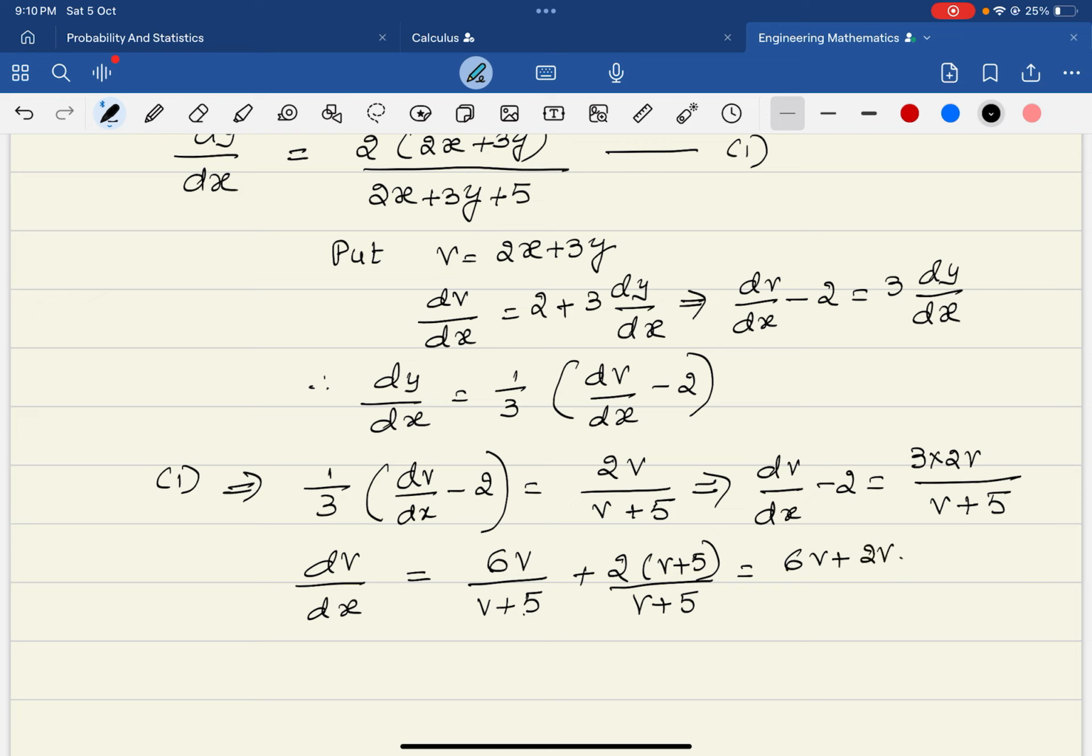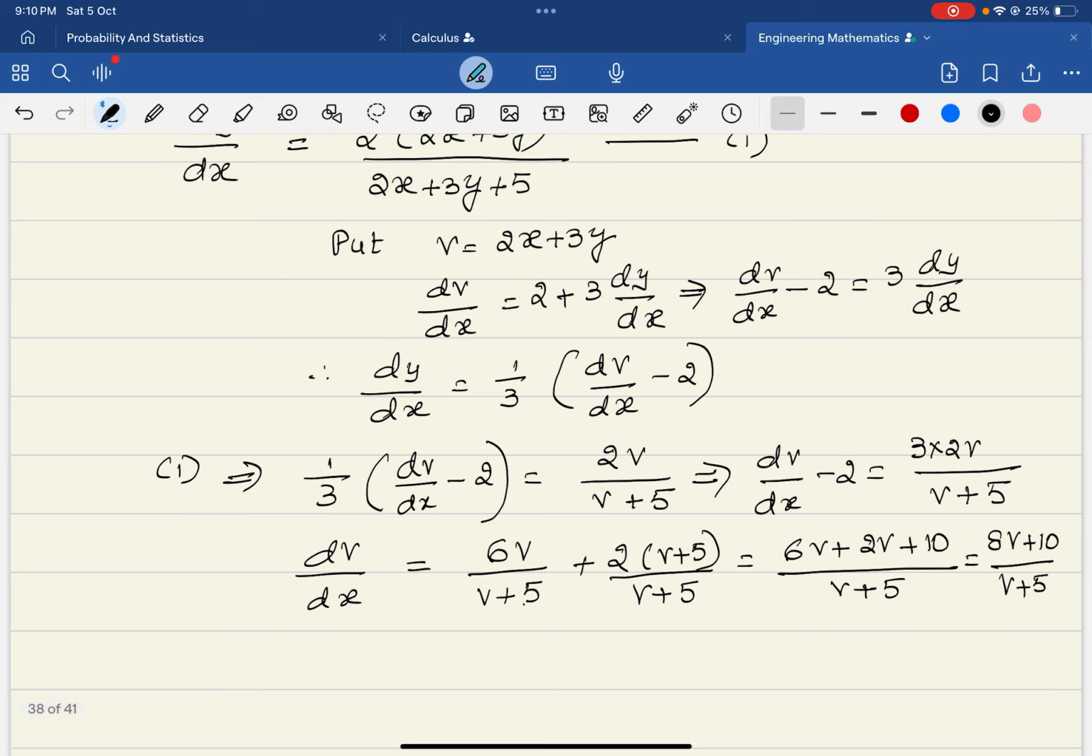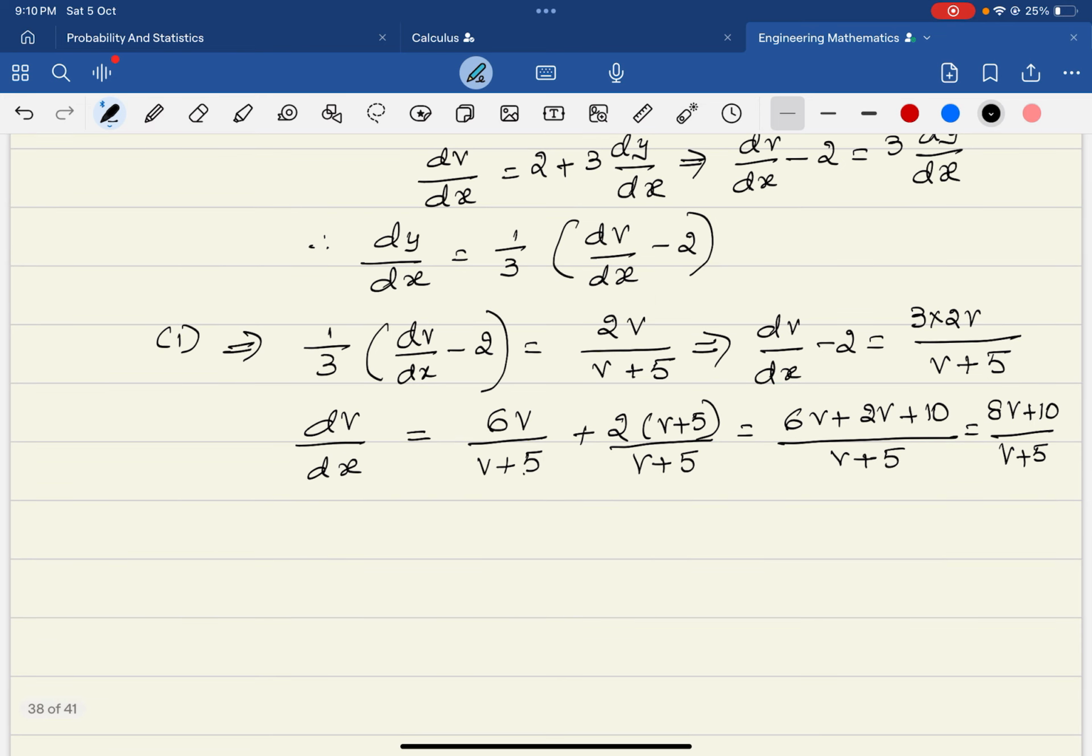So, now what does it give you? 6v plus 2v plus 10 over v plus 5. So, that is 6v plus 2v is 8v. So, 8v plus 10 over v plus 5. This is your dv by dx. What do we do? We do the cross multiplication. That means, let us rewrite this whole thing. dv by dx is given by 8v plus 10 over v plus 5.